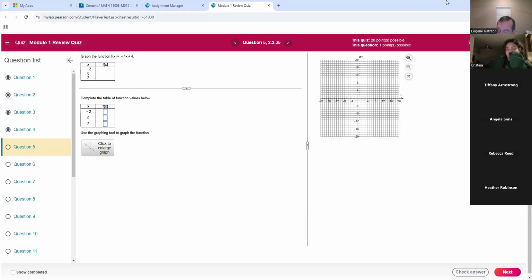So f of x equals negative 4x plus 4. And then they're giving us the numbers to use for our table. They're telling me to use a negative 2, a 0, and a 2. So that's the only difference. So let's go knock this out real quick.